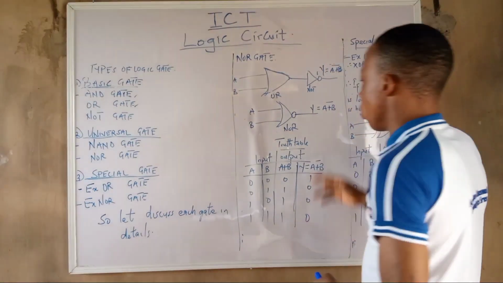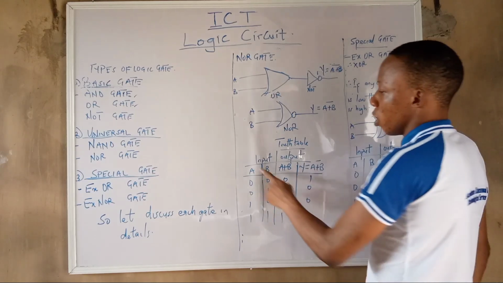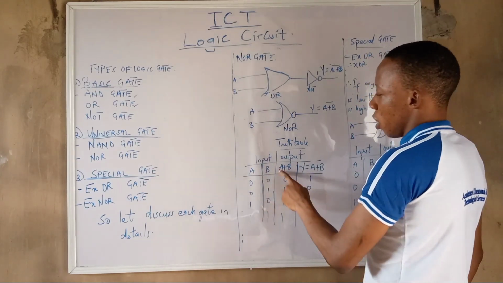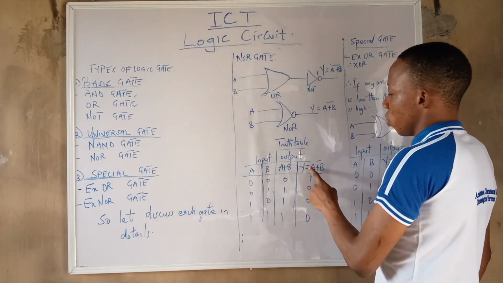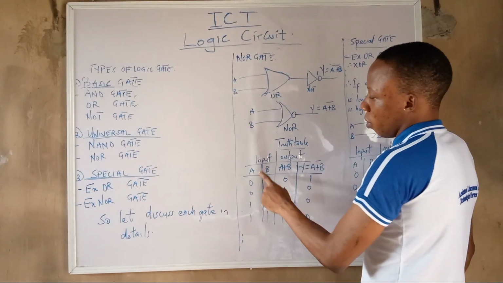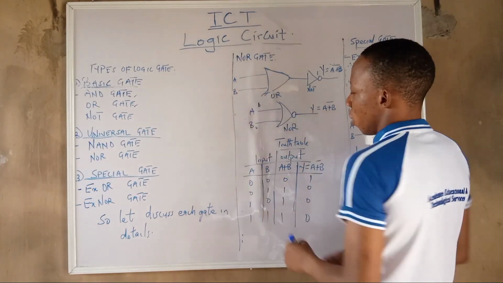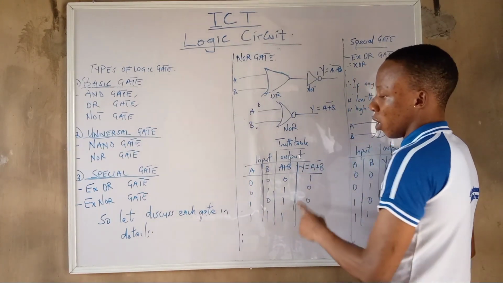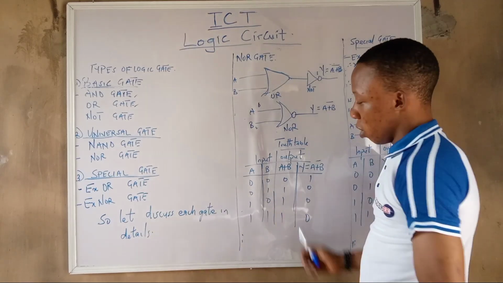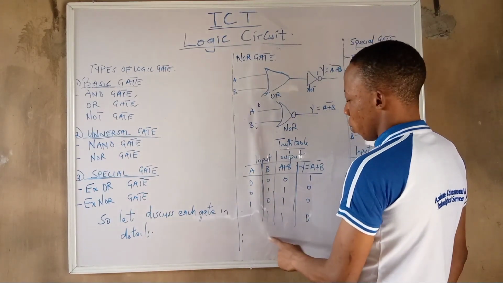So now we move to the truth table. In the truth table we have two inputs, A and B, and Y is equal to the inverse of A plus B. So A is 0. This is your first input, 0, 0. 0 plus 0 is 0. 0 plus 1 is 1. 1 plus 0 is 1. 1 plus 1 is 1.